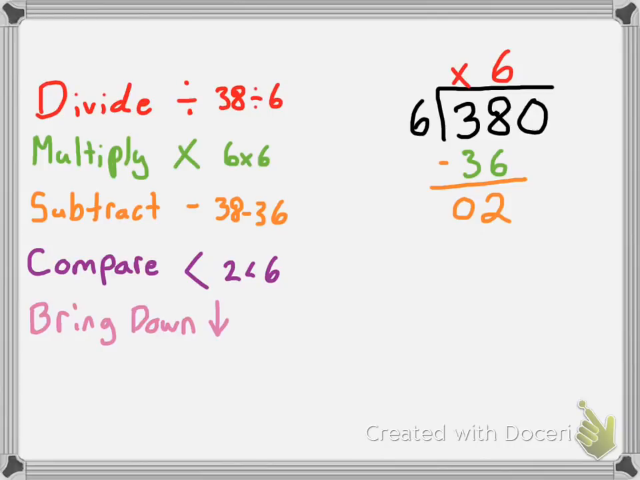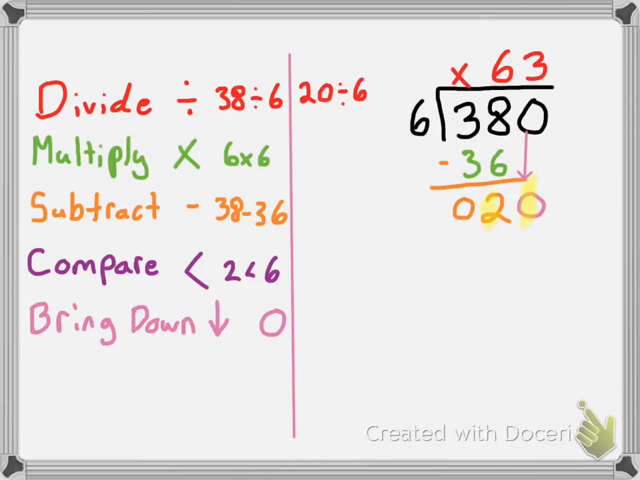So I have the next number there, which is a 0, and I'm going to bring it straight down to the ones place and put it behind the 2. So now I have 20. 20 divided by 6. I'm going to start my process all over again. 20 divided by 6. And I know that 20 divided by 6 is 3, so the next step is multiply.